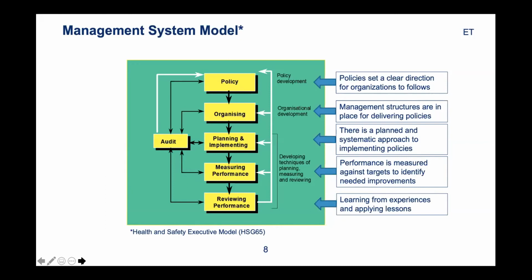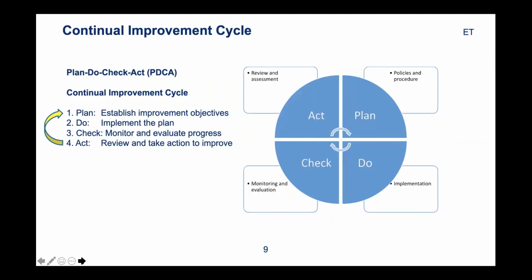How did we do? Did we reach our targets? Where is there room for improvement? Applying those lessons in the next round of setting new targets in that continual improvement process. So next slide. That's often framed as a PDCA process: plan, do, check, act. So planning is where you're establishing the improvement objectives, and you do that through implementing that plan. The checking is where you're monitoring and evaluating your progress. The acting part is where we're reviewing and taking action to make improvements for the next cycle, so that you go back up to number one again. You go through that cycle on a periodic basis.